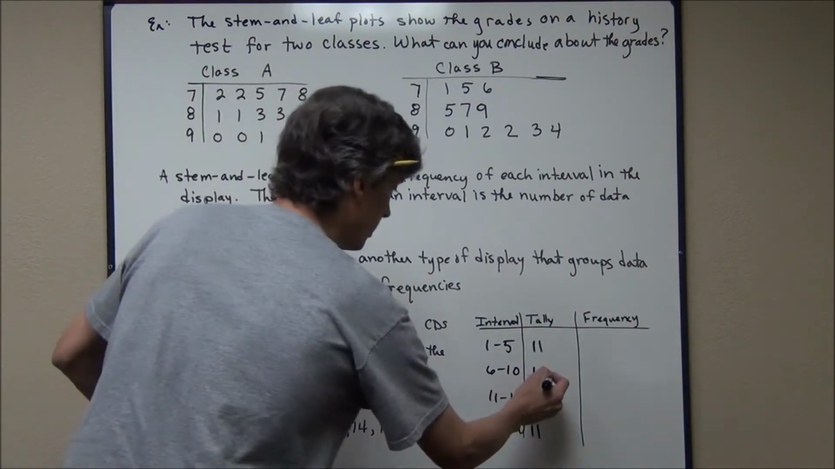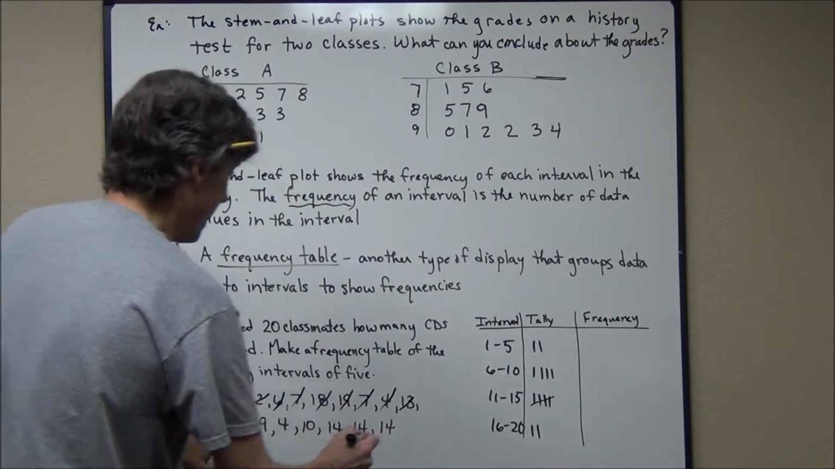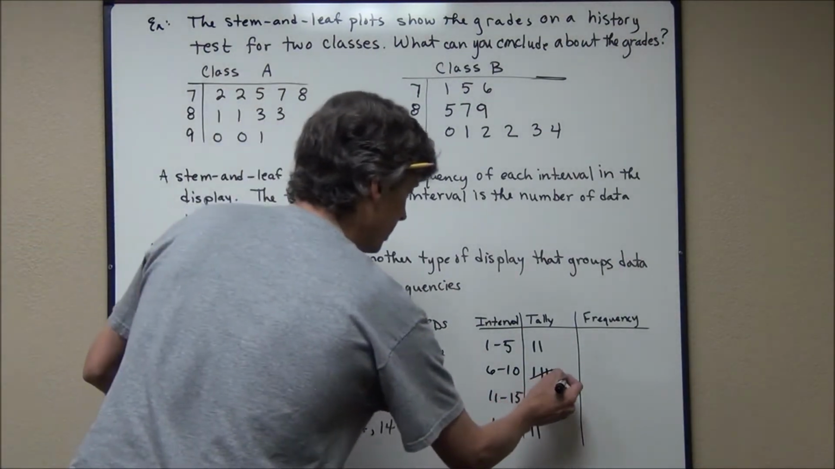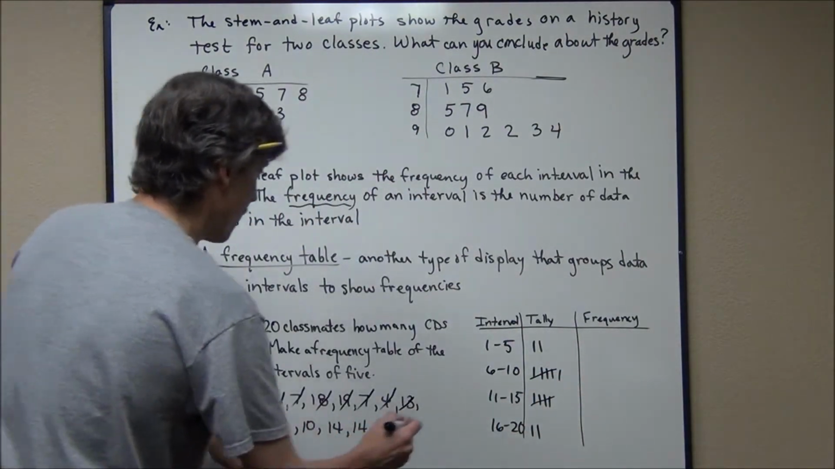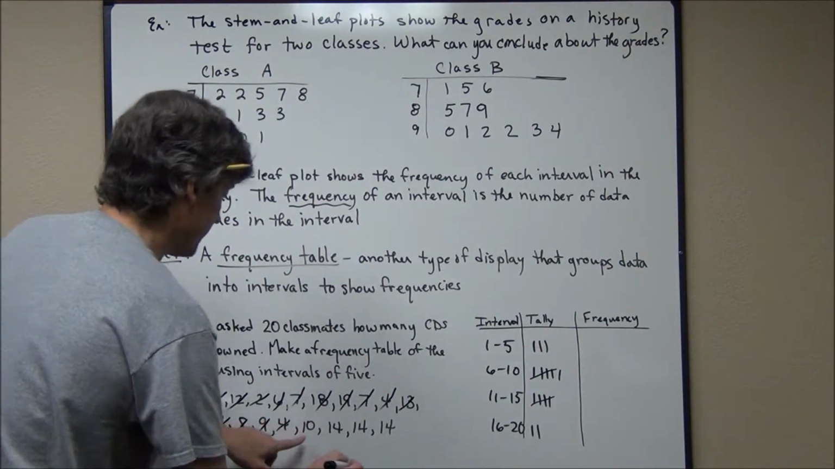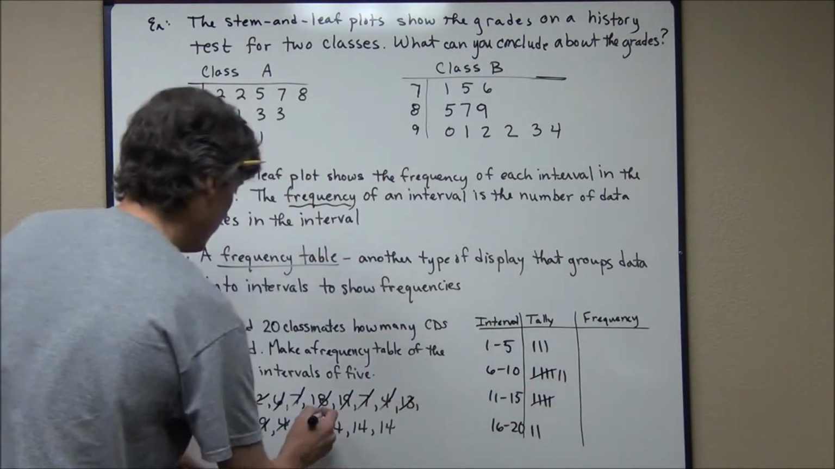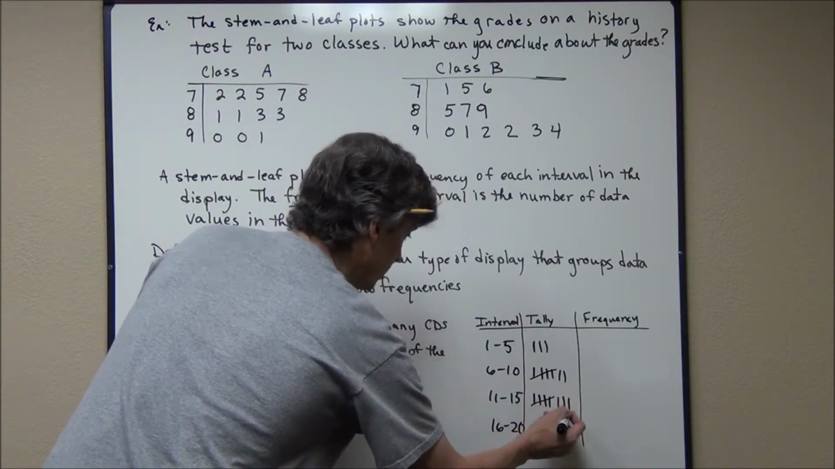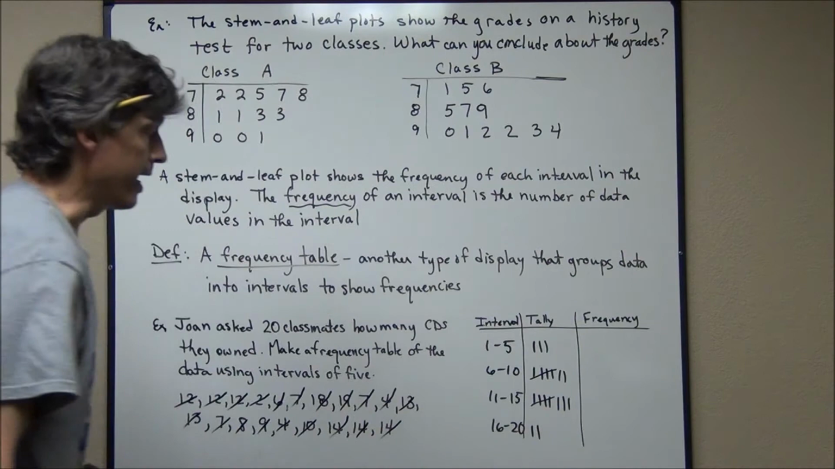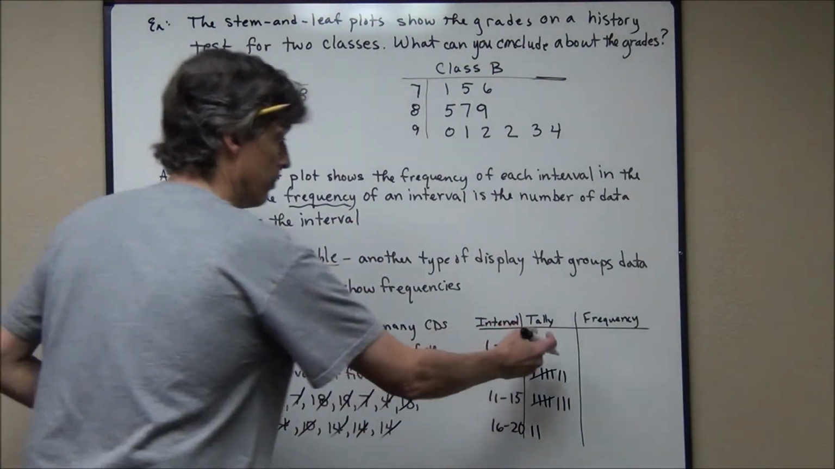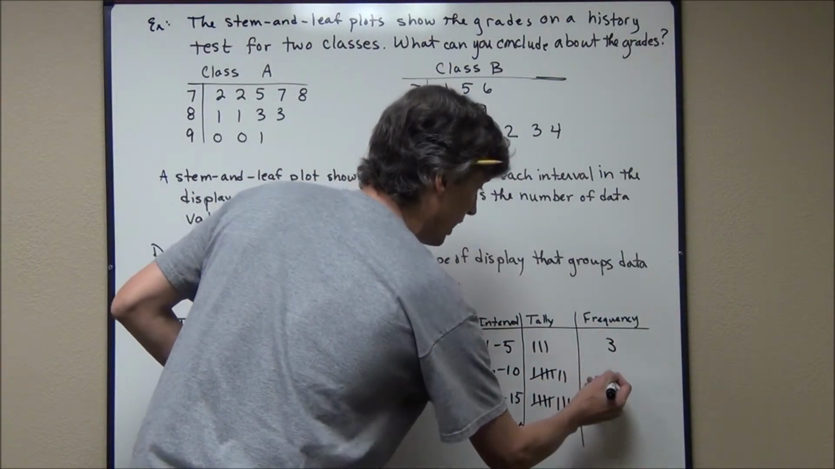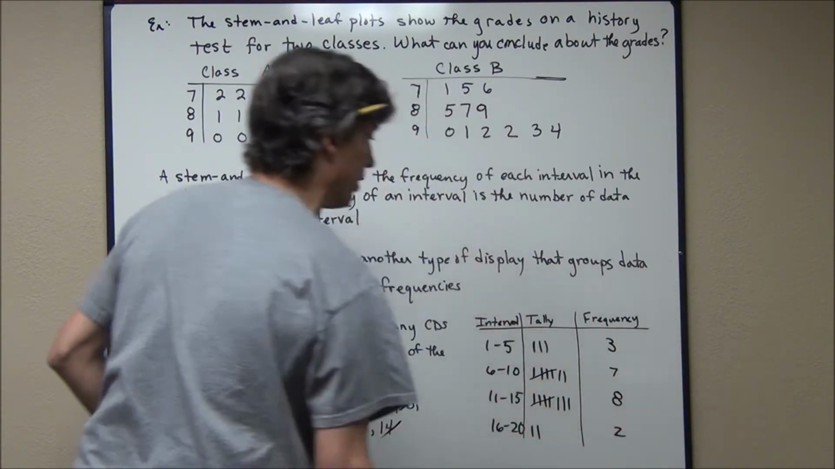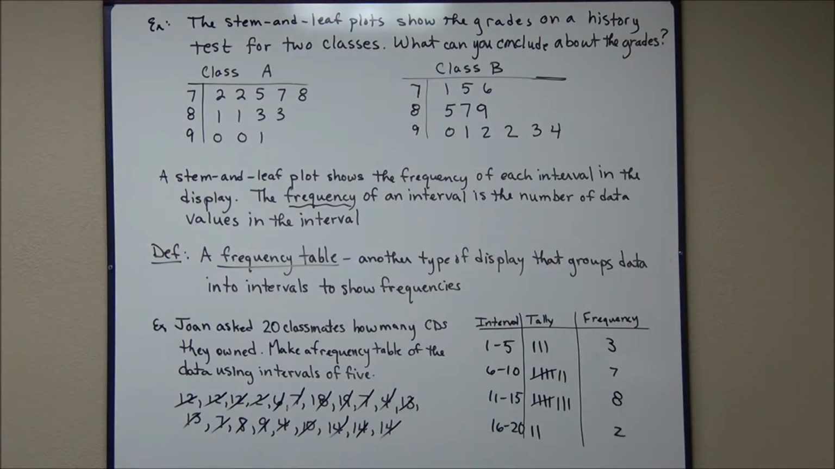Then the 7, then an 8, there's that slash again for the 5th one. Then a 9, then a 4, a 10 would be over here, and then 3 14s. 1 14, 2 14s, 3 14s. And I have all my tally marks. Now I just add them up. I have 3 here for the frequency, I have 7 here, I have 8 here, and I have 2 down here. And that's an example of a frequency table.